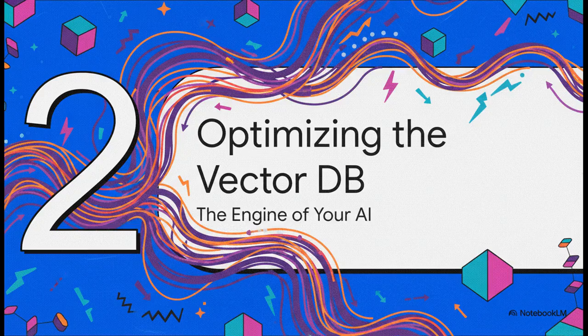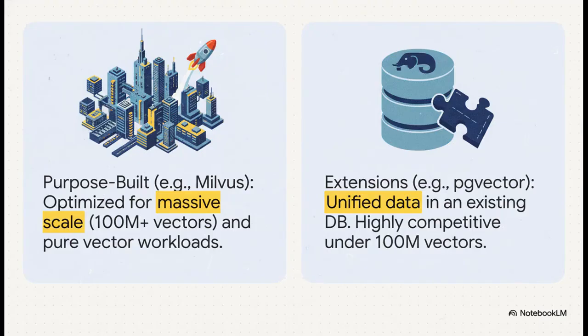Okay, so we've got our data represented as these high-quality vectors. Now we have to optimize the engine that actually powers the search, the vector database itself. Your first big decision here is all about architecture. A purpose-built database like a Pinecone or a Milvus is optimized for absolutely massive scale. But an extension like pgvector lets you unify vectors with your existing relational data, and that can dramatically cut down on complexity and operational costs.